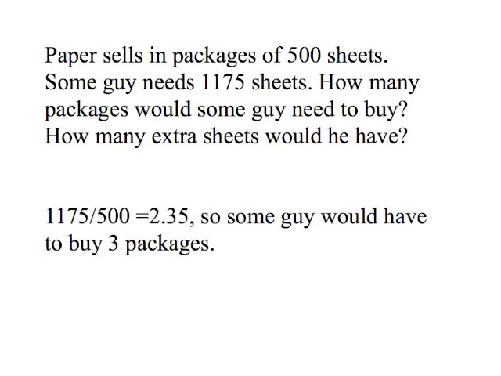Here's a problem related to integer division. Some guy wants 1,175 sheets of paper, but he knows that paper is sold by the ream, which are packages of 500 sheets each. So we do the division with our calculator. We get 2.35, or a little over 2 packages are required. But we can't buy parts of a package, so the answer is some guy will have to buy 3 packages.